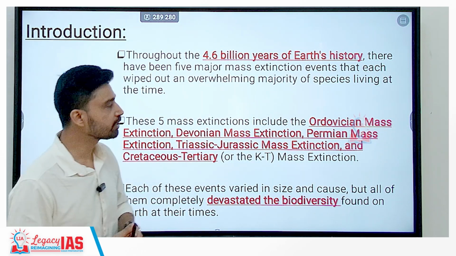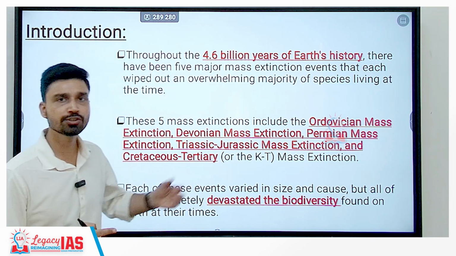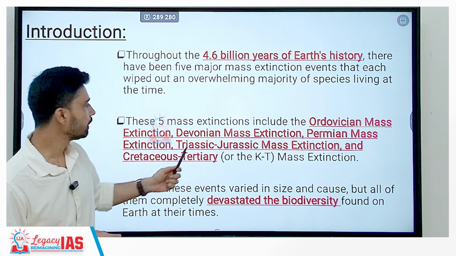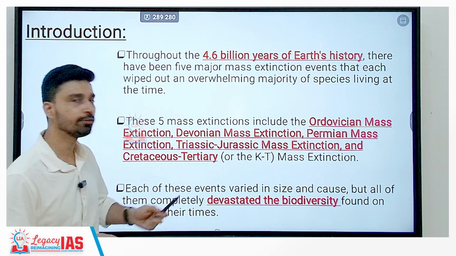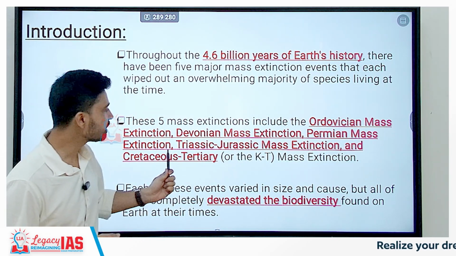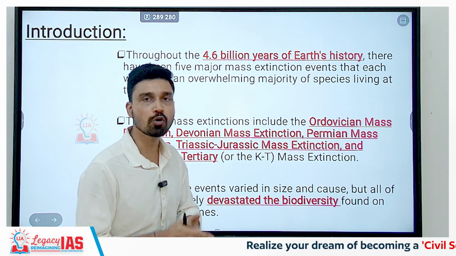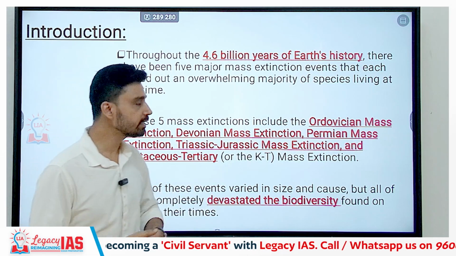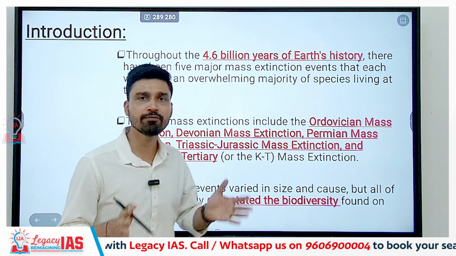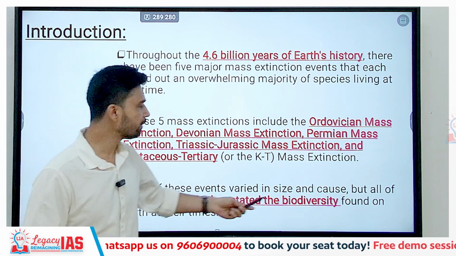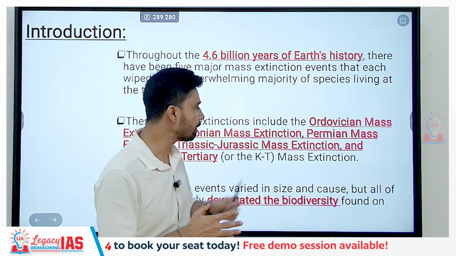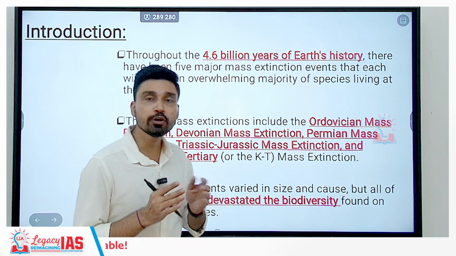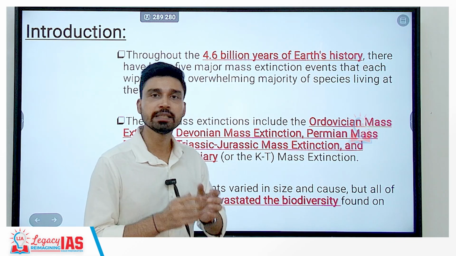Now, these 5 mass extinctions are referred to as follows: the first extinction is called the Ordovician extinction, then we have Devonian, then Permian, then Triassic, Jurassic, and the last one, which is the most recent one, is referred to as the Cretaceous-Tertiary mass extinction, on the basis of the time or the age or period of the Earth when these events happened. Each of these events was not of the same intensity. There were variations in sizes, causes and impact, but all of them completely devastated the biodiversity that existed on the Earth in those times.